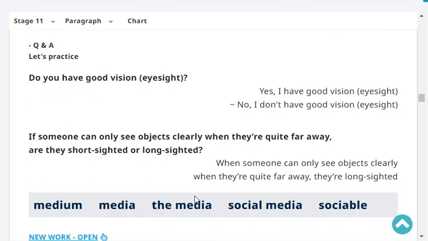Do you have good vision? Yes or no? No, I don't have good vision.